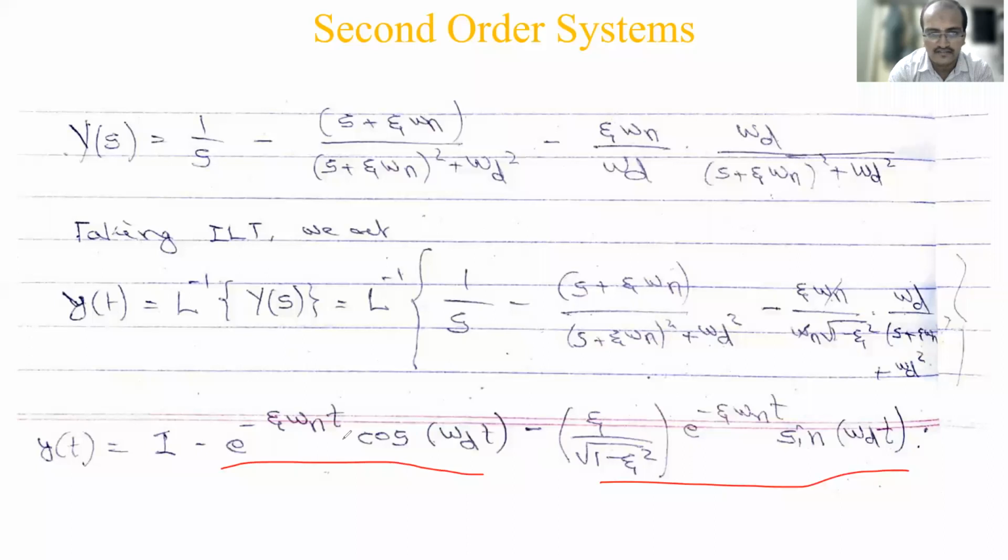Okay, the minus sign is common to both. That's why I will take the minus outside, and e to the power minus zeta omega nt is also common. I will take that outside. Okay, and one more step I can write next. So those two steps I have combined here.